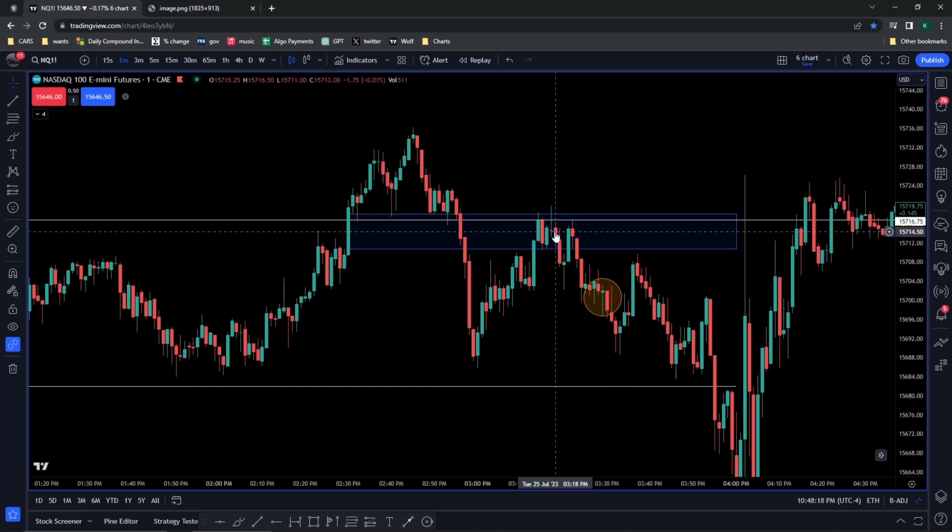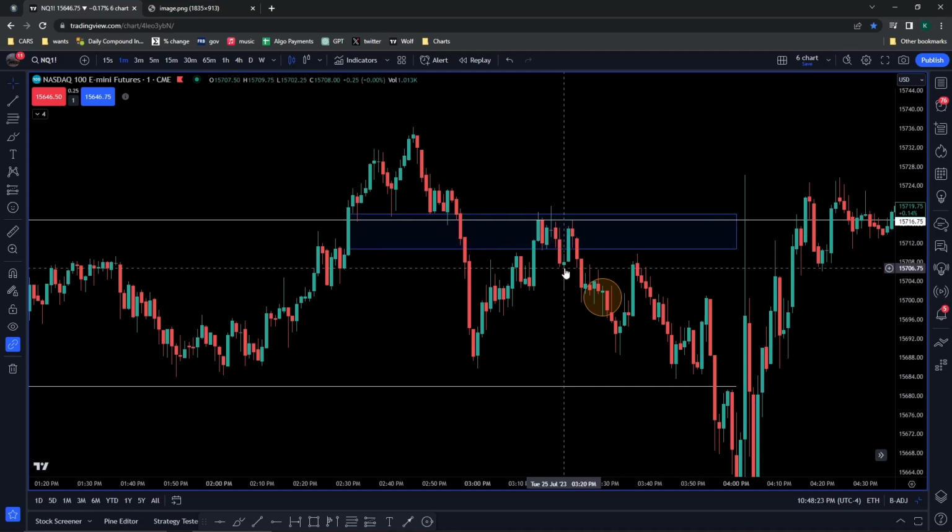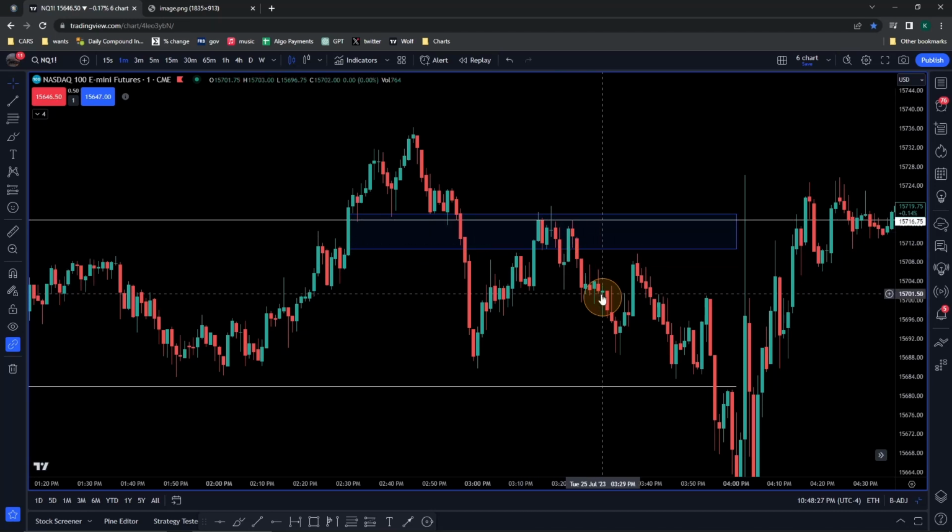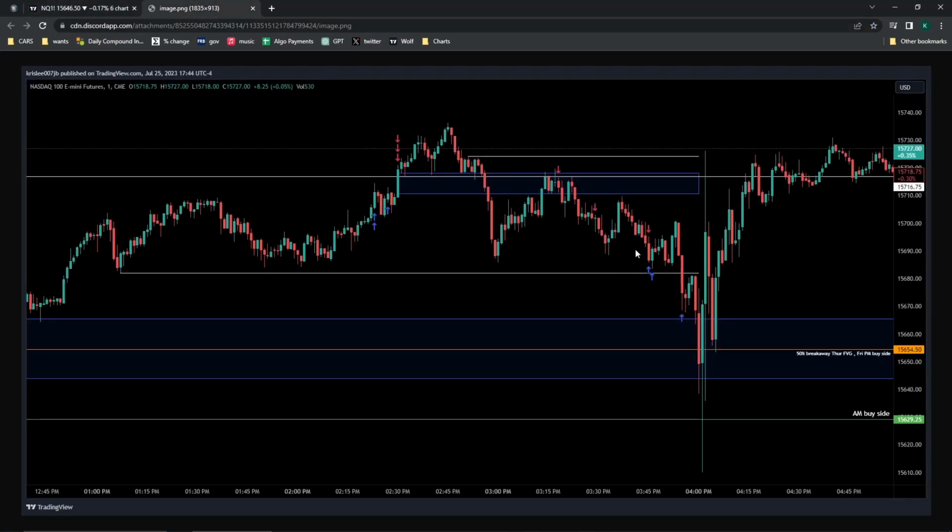I don't remember what our entry is. I'm just going to kind of guess. It's probably like 14 or 12, something like that. And then it comes right back in. So we get a bit of profit, right back in, rejects again. And then as you can see, we enter more shorts here.